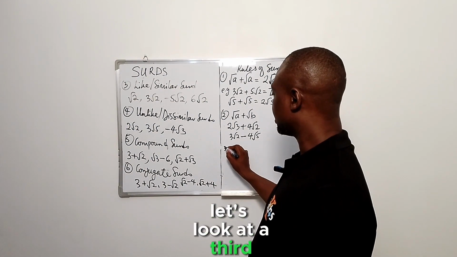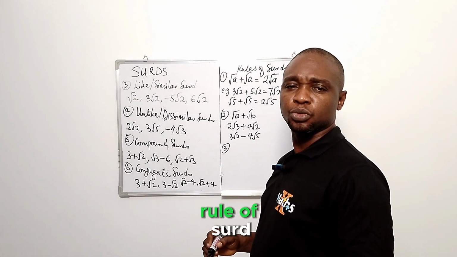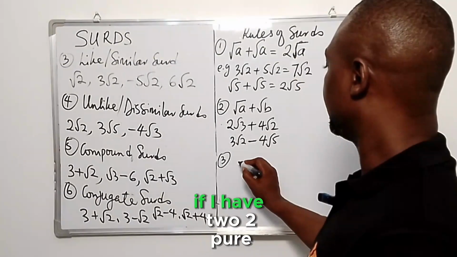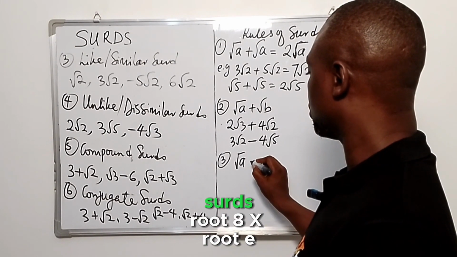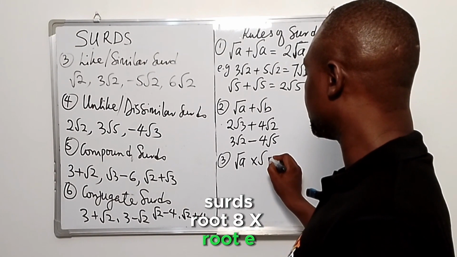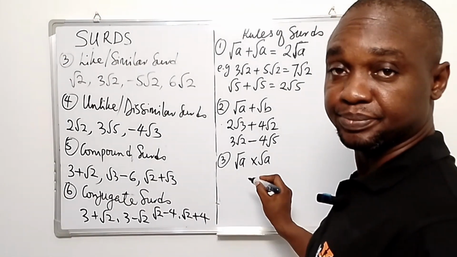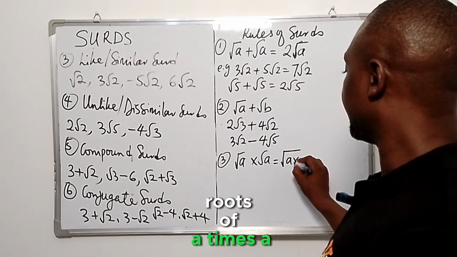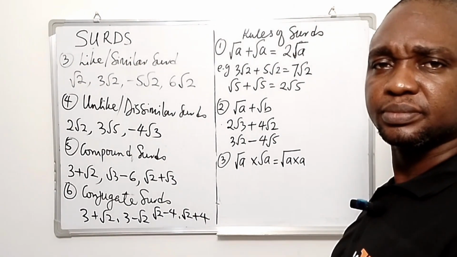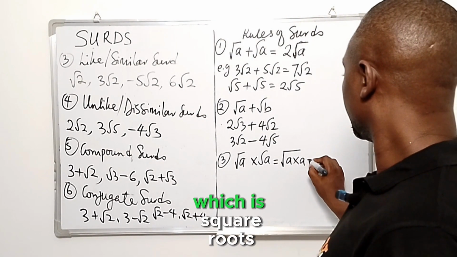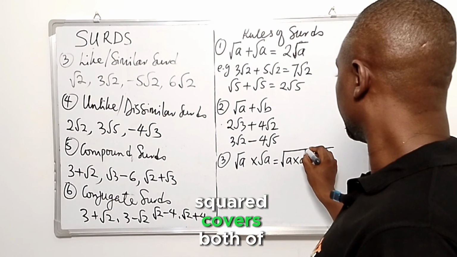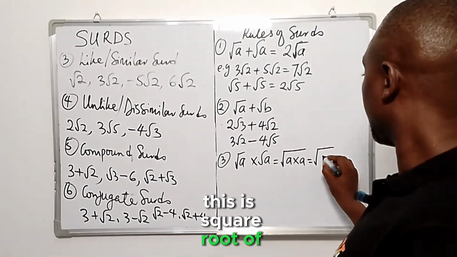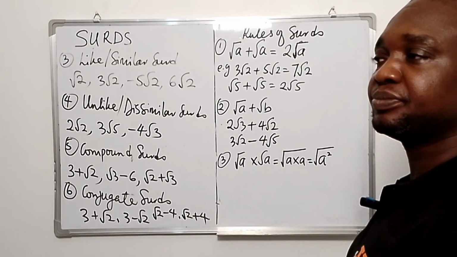Let's look at a third rule of surds. If I have two pure surds, root A times root A, to multiply them, this would give us square root of A times A, which is square root, the square root covers both of them. This is square root of A squared.